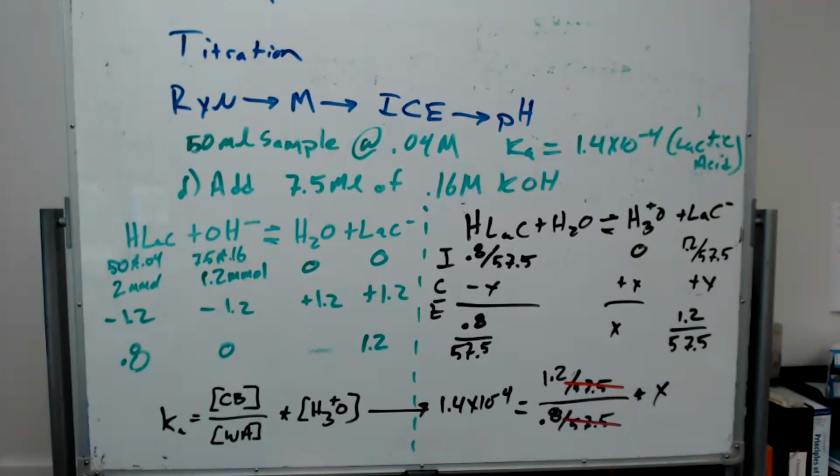Now, we can solve for x. We can get our pH. We're going to do 1.4 times 10 to the minus 4 times 0.8 divided by 1.2. Take the negative log of whatever that is. What do we get for the pH? 4 something? Should be 4 something.